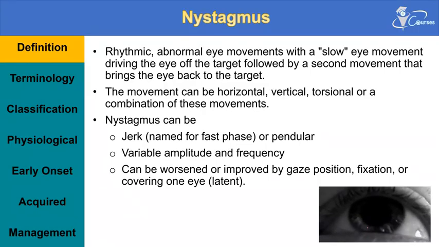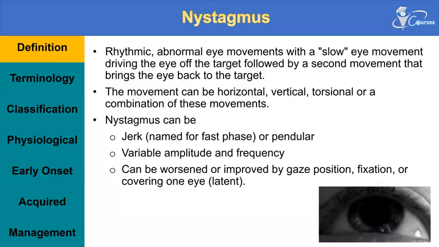What is nystagmus? Nystagmus is a rhythmic abnormal eye movement. You see, it is an oscillation, a rhythmic abnormal eye movement that has two components, one slow phase and one rapid phase. The slow phase will be driving the eye away from the target or away from the primary position.